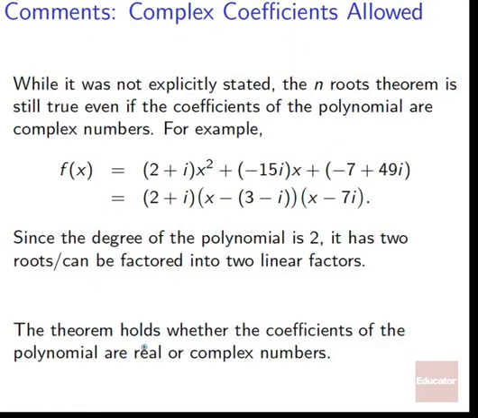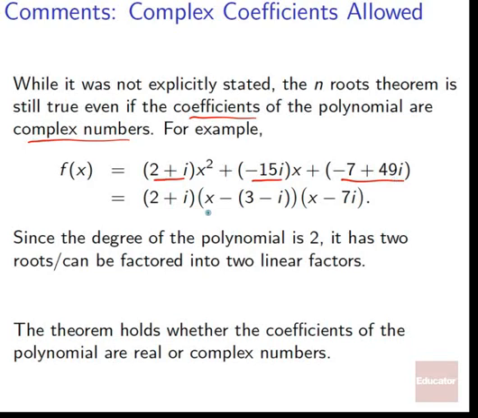Complex coefficients are also allowed. It wasn't explicitly stated, but the n-roots theorem is still true even if the coefficients of the polynomial are complex numbers. For example, if we have this second-degree polynomial, this quadratic polynomial, 2 plus i times x squared plus -15i times x plus -7 plus 49i, well, 2 plus i, -15i, -7 plus 49i, those are all just complex numbers. And it turns out that the n-roots theorem is true here.